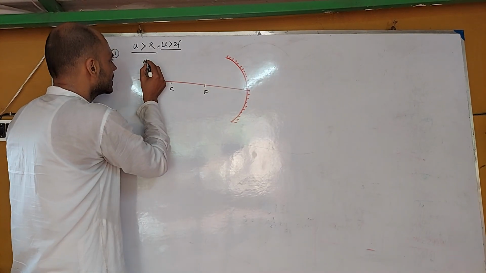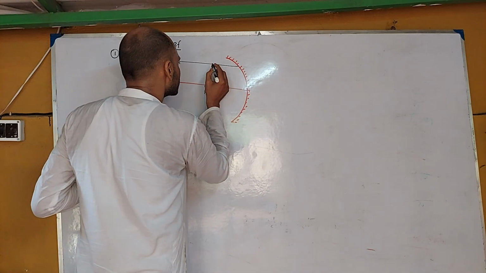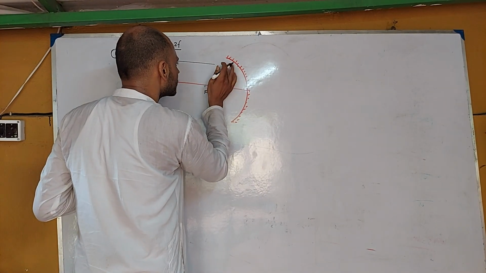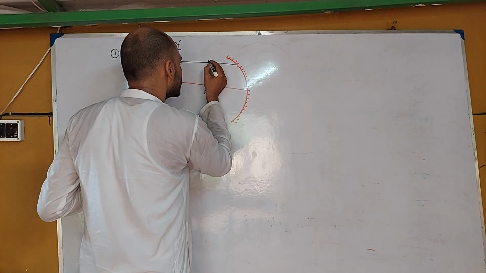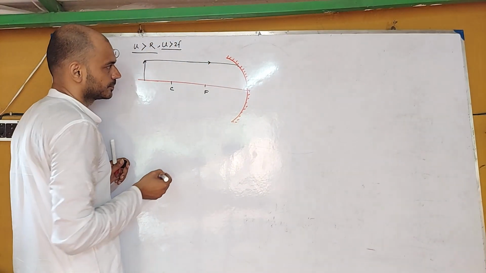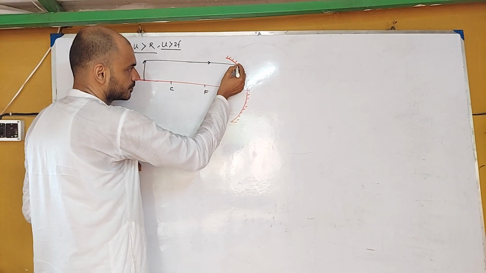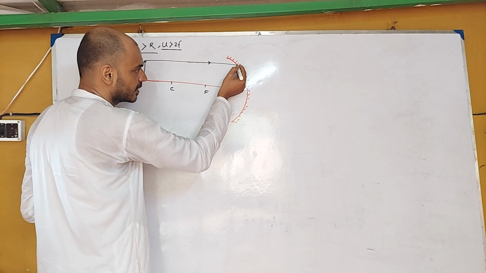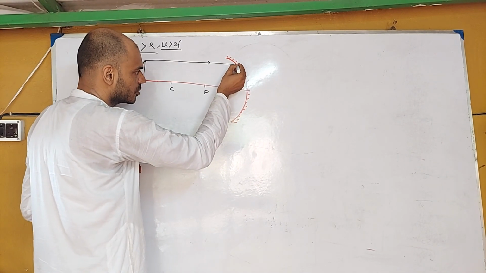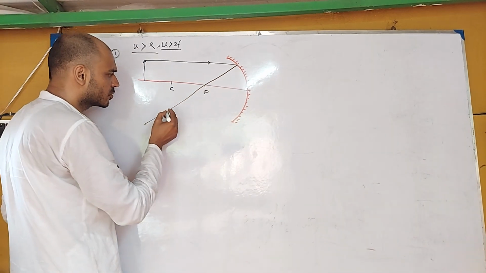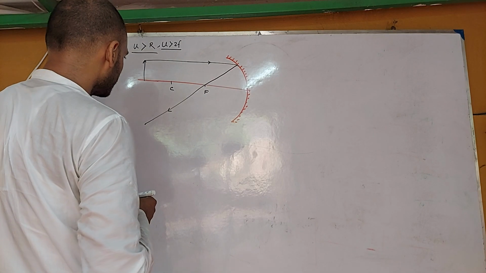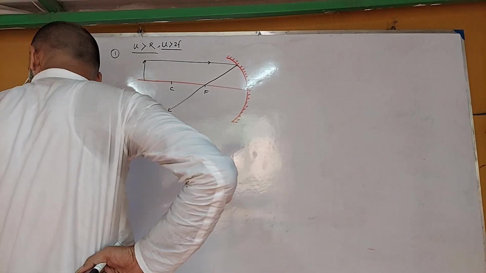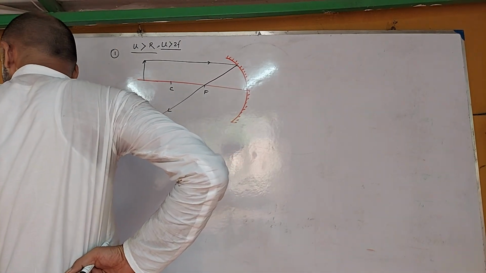Now suppose this is a parallel ray which is incident on this mirror and focal length. So it is reflected from the point of incident and it goes through the focus point, like this way. Okay, understand?